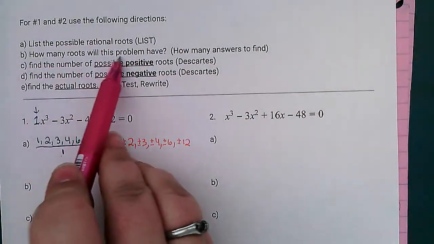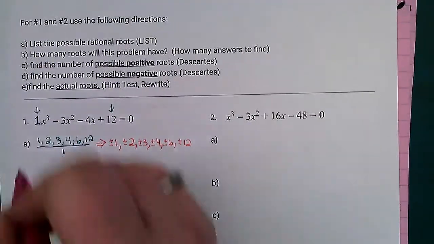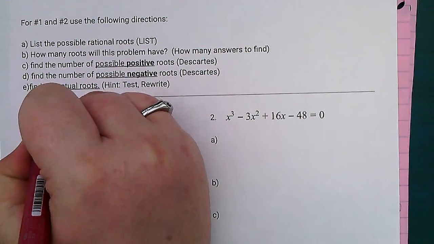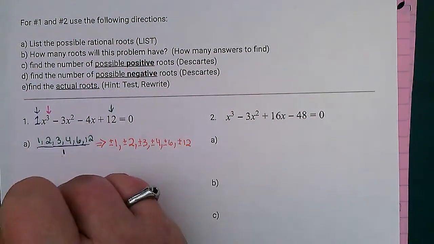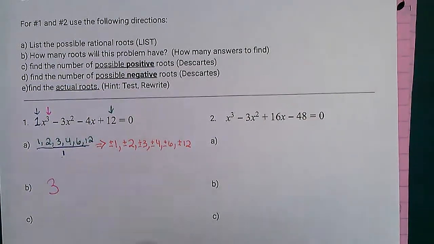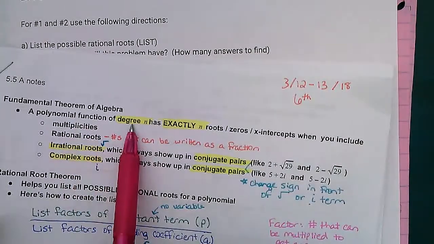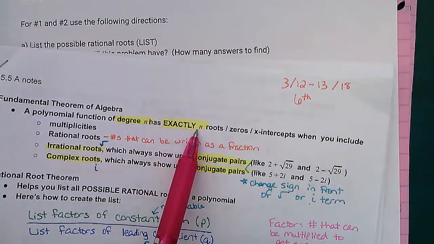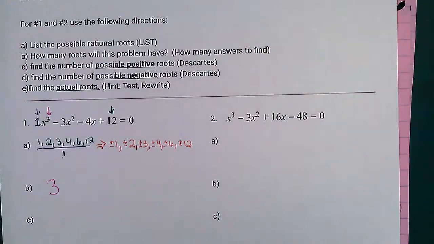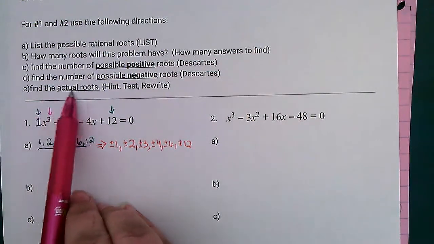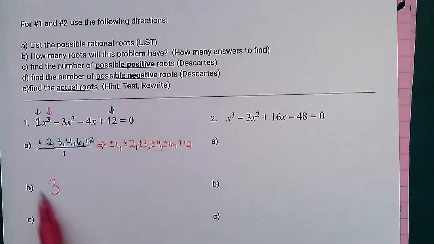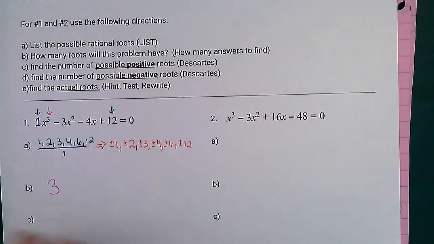B says, how many roots will this problem have? How many roots it will have is the same as the degree. So the degree is 3. So that is over here. A polynomial function of degree n has n roots. So whatever the degree is, that's how many roots you have. So 3 answers. That means when E says find the actual roots, we have to find 3 answers.